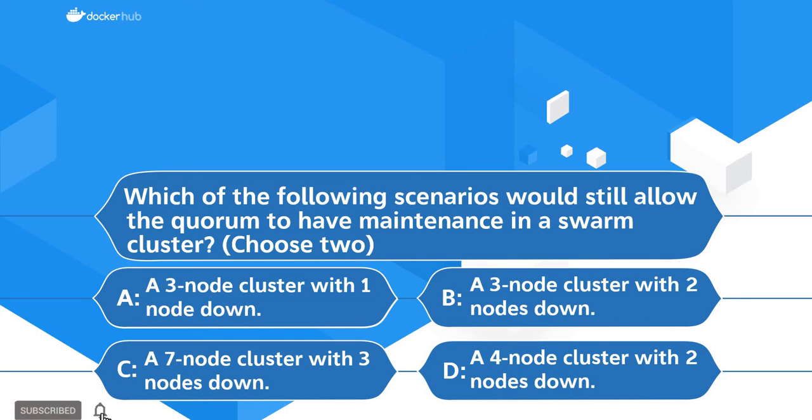And the correct answer is A and C. A 3-node cluster with 1 node down and a 7-node cluster with 3 nodes down.